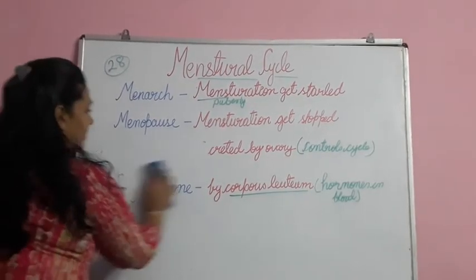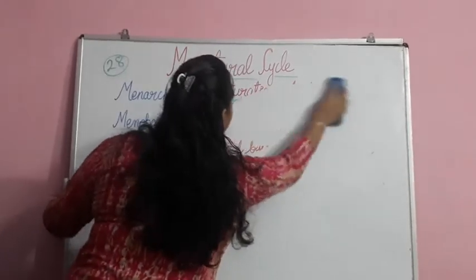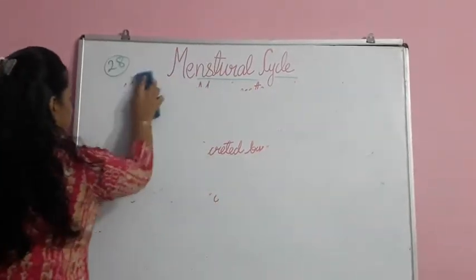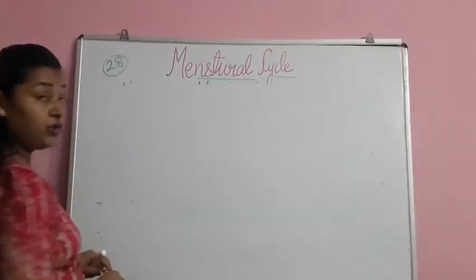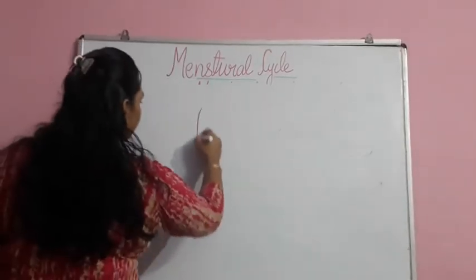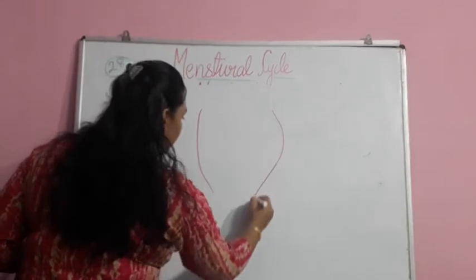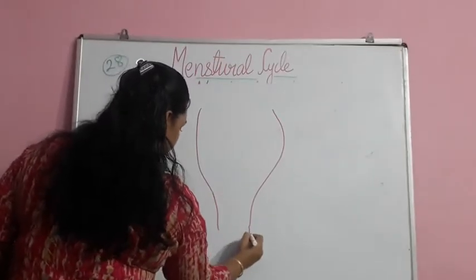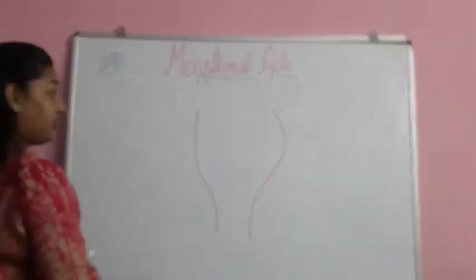So let's erase this first and then we'll start with that. We have already learned that in the human female, this is the uterus. This uterus has the following three layers.